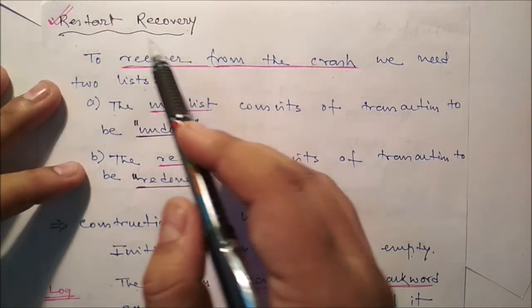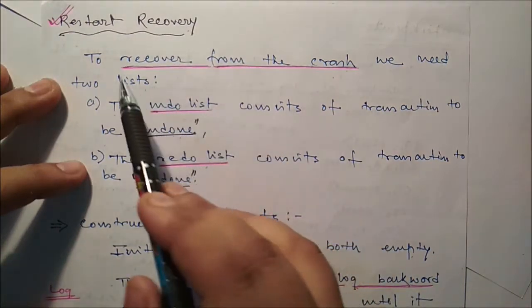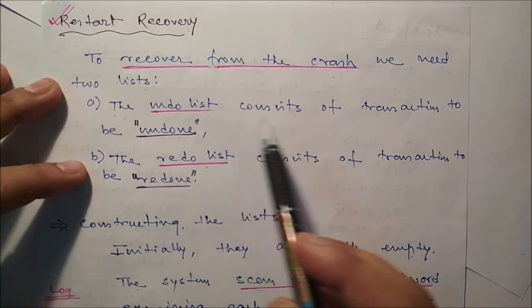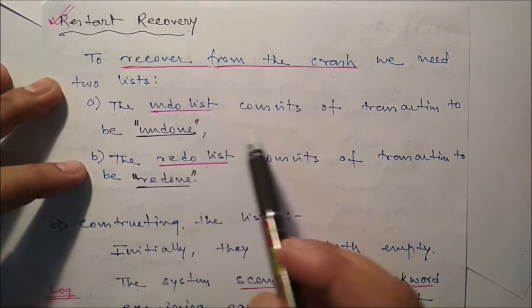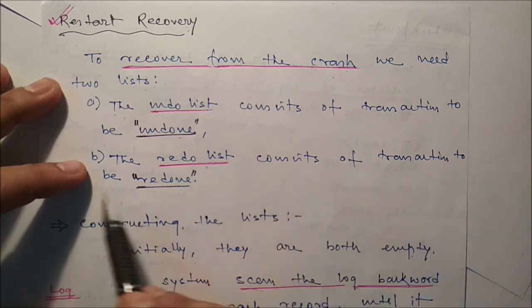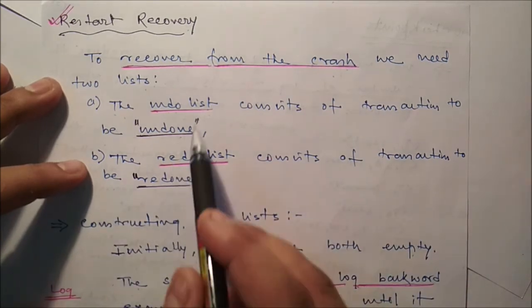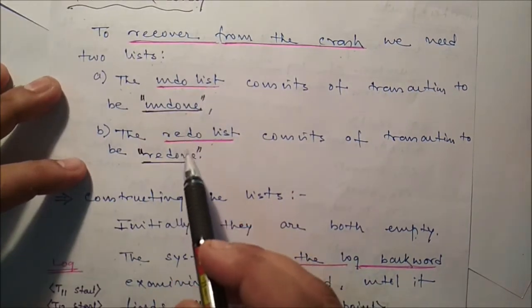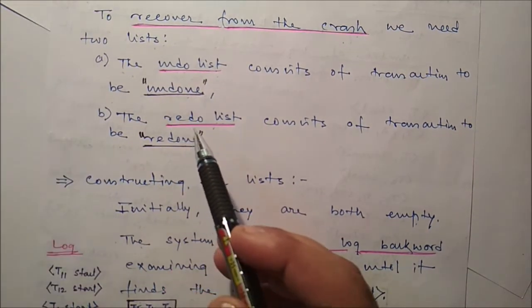Okay, next is restart recovery. Now to recover from the crash, we need two lists, the undo list and the redo list. The undo list consists of transactions to be undone and the redo list consists of transactions to be redone. So what is undo? Undo means roll back the transaction. And what is redo? Redo means re-execute the transaction.